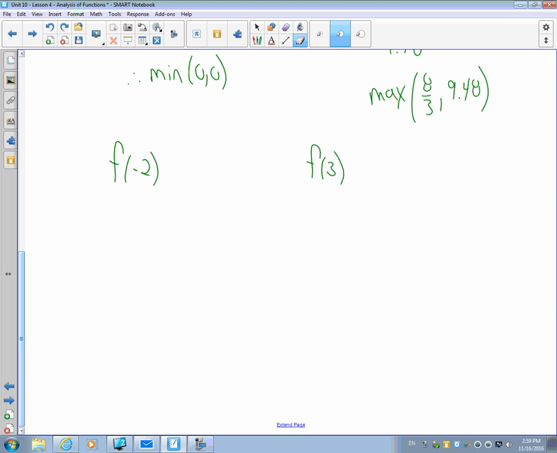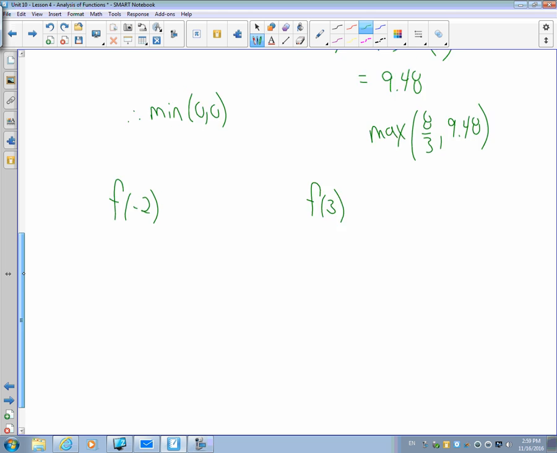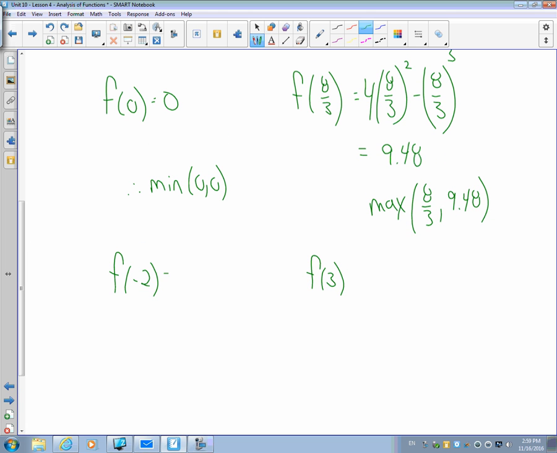So we're going to use our original equation because it gives us points. We're going to put -2 in. So 4 times -2 squared minus -2 cubed. We're going to do the same thing for 3. So 4 times 3 squared minus 3 cubed. And we're going to figure out both our values. So punch those into your calculator, and you should end up with 24 for the first one, I think, and 9 for the second. Okay, so what does that tell us?